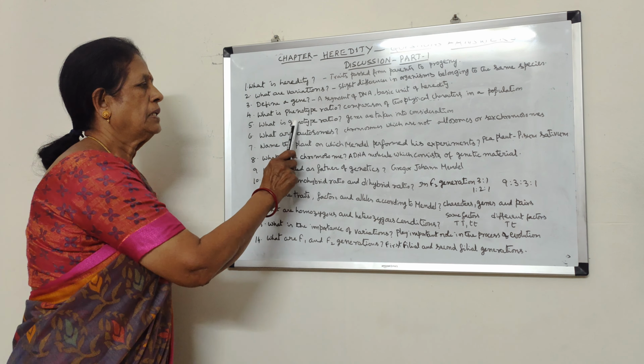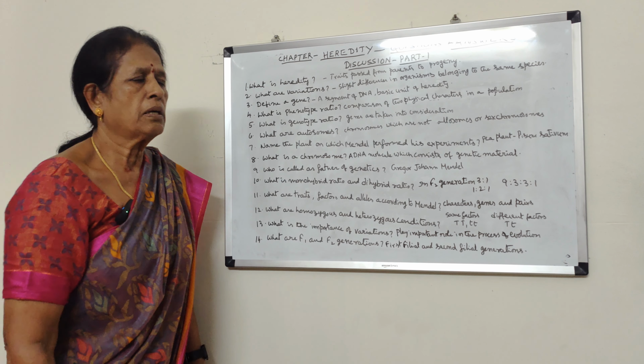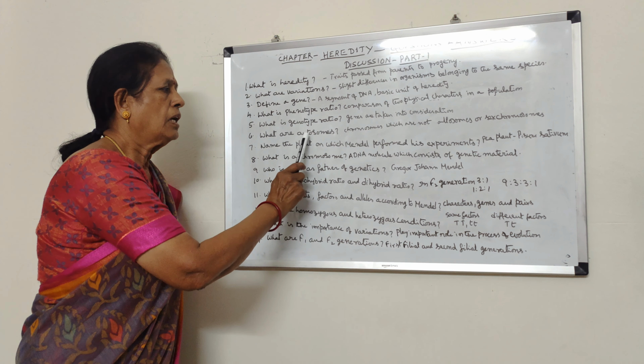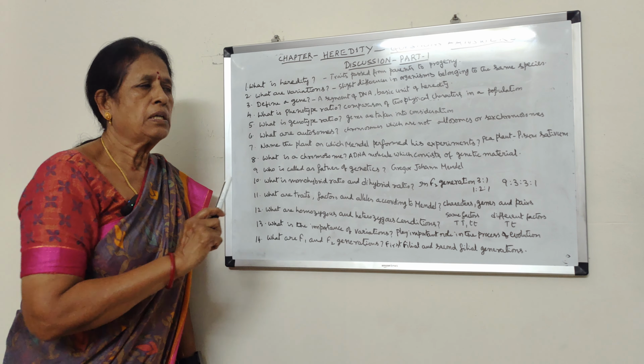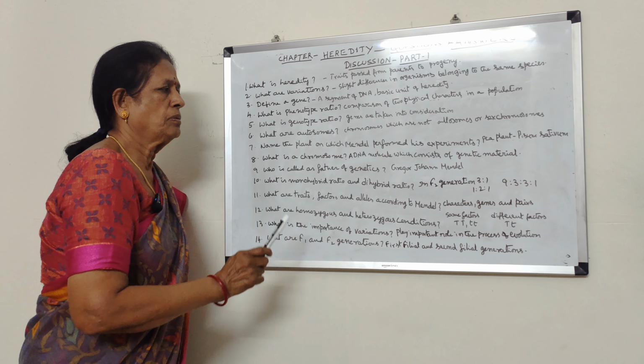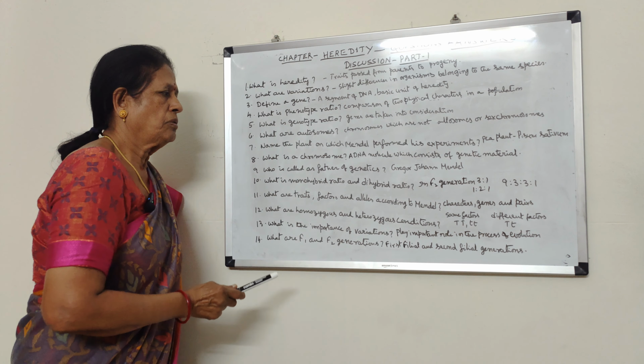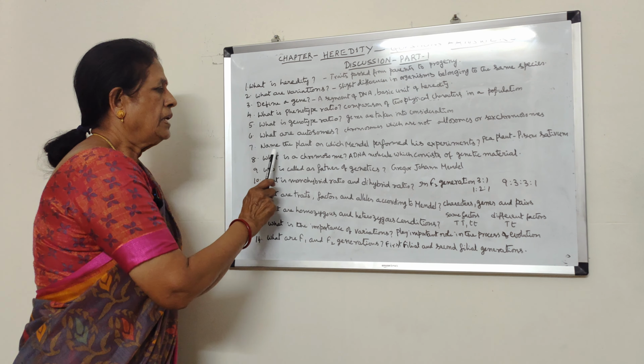Okay, what are autosomes? Autosomes means the chromosomes which are not allosomes or sex chromosomes. They are called autosomes. So name the plant on which Mendel performed his experiments. Mendel did his experiments on a pea plant. The botanical name of the pea plant is Pisum sativum. And next, what is a chromosome?